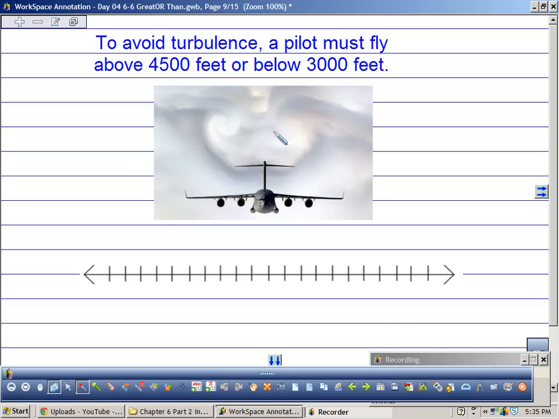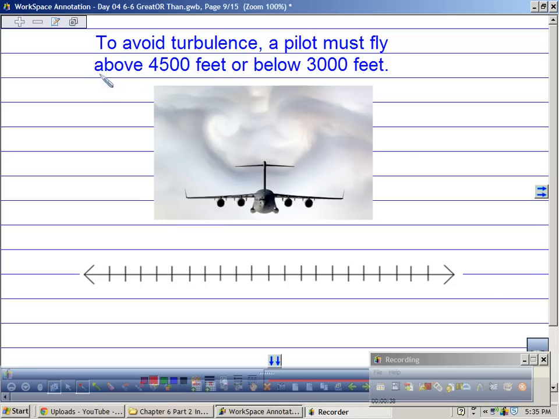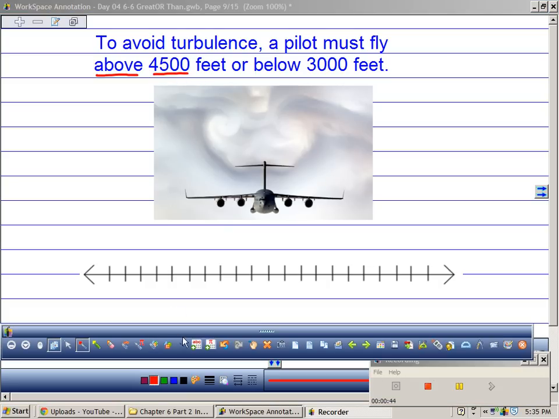To avoid turbulence, a pilot must fly above 4,500 feet or below 3,000 feet. So, keyword here, above 4,500 feet or below 3,000 feet. And the keyword here would be or. So how could I use this number line to represent 4,500 feet and 3,000 feet?